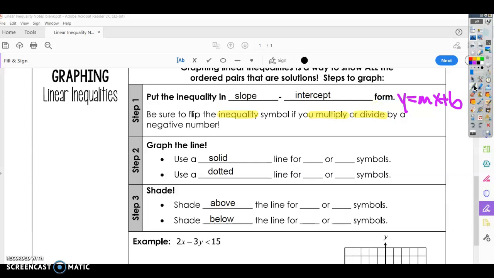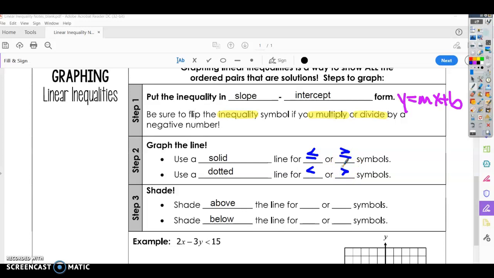All right, so if you're going to graph the line, you're going to use a solid line for anything that's less than or equal to, or greater than or equal to. And you're going to use a dotted line for the less than or greater than. That's kind of what I showed you on the chart here a little bit ago.